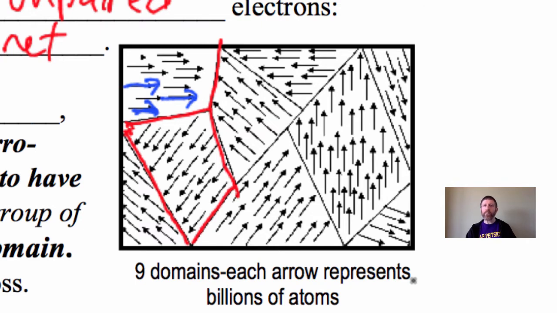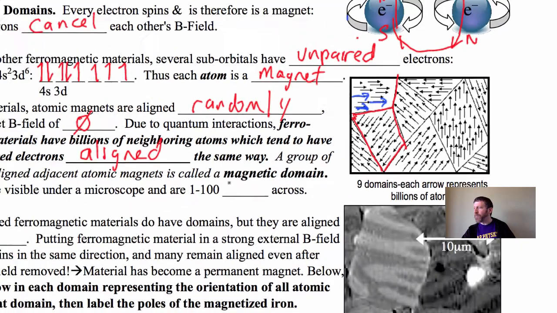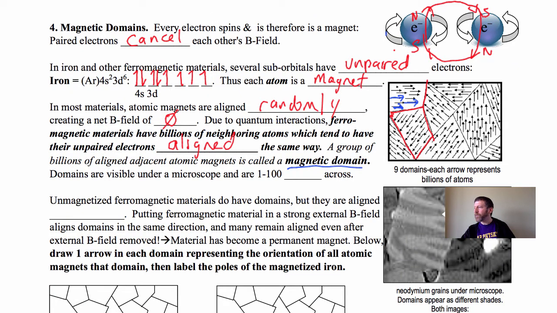So a group of billions of atoms that are aligned magnetically, aligned adjacent atomic magnets, is called a magnetic domain. Here's another domain, here's another domain, here's another domain. So you can see these domains. Now these are visible under a microscope. They're typically 1 to 100 micrometers across.